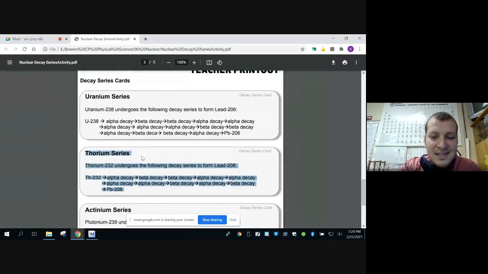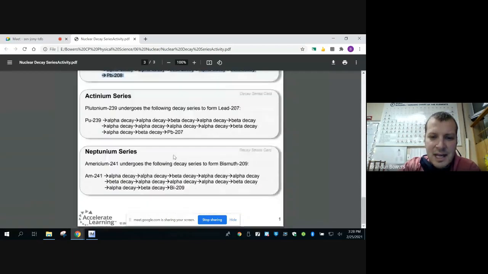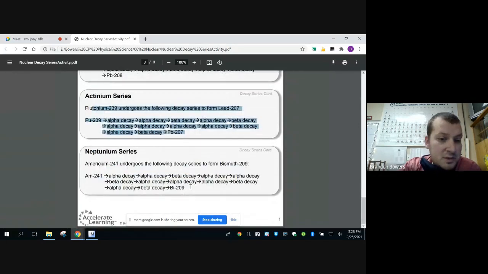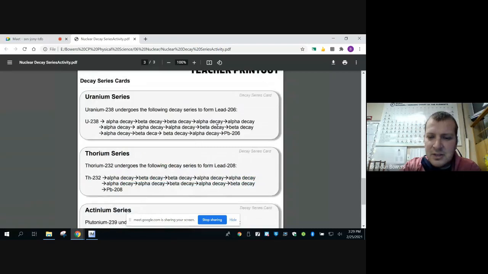The second, if you want a little bit more of a challenge, the next one would be actinium. The next most difficult would be the neptunium. And if you really, really want a challenge, try the uranium. Uranium's the hardest. It's the biggest challenge.